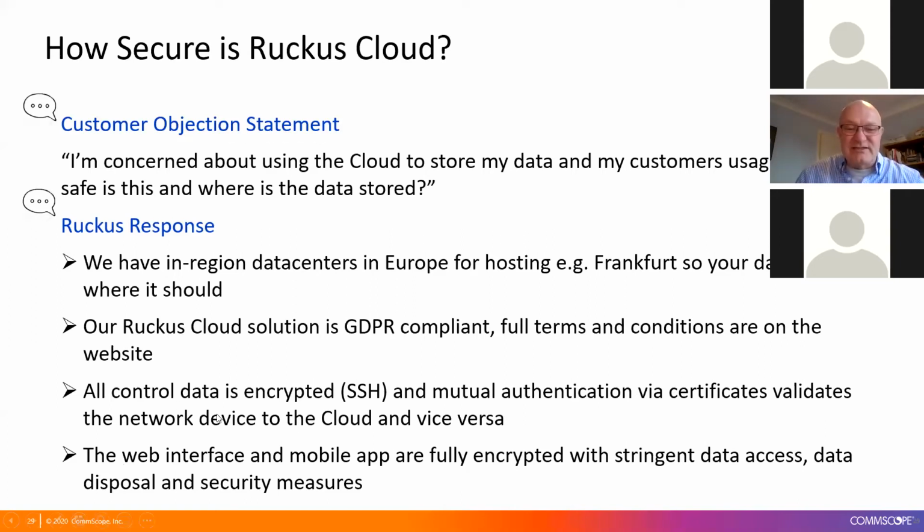As regards control data coming from the access point, as you would expect, just like all the other access point and switch connectivity, it's all SSH connection. So it's all an encrypted connection going between the access points and switches on site and the RUCKUS Cloud. Again, all the mutual authentication and encryption is involved there. So there are a lot of security measures in there in terms of your customer's data and where it is stored.